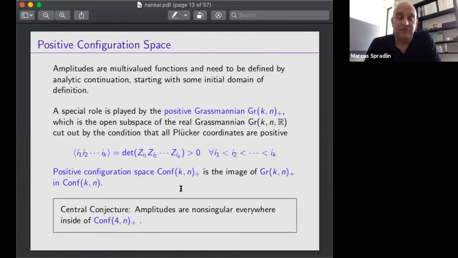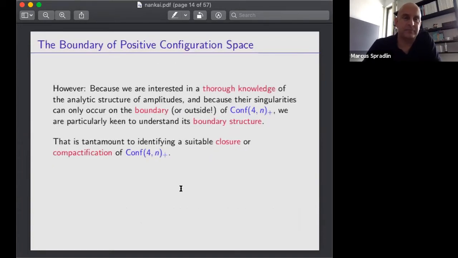Okay, now, a central conjecture in our field, and there's some evidence to support this, it's quite well understood for low n, less well understood for high n, is that amplitudes are non-singular everywhere inside of this positive domain. However, it's indeed precisely the boundaries of this domain that we're especially interested in.